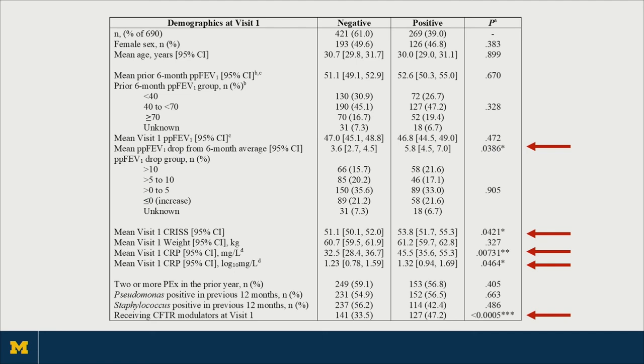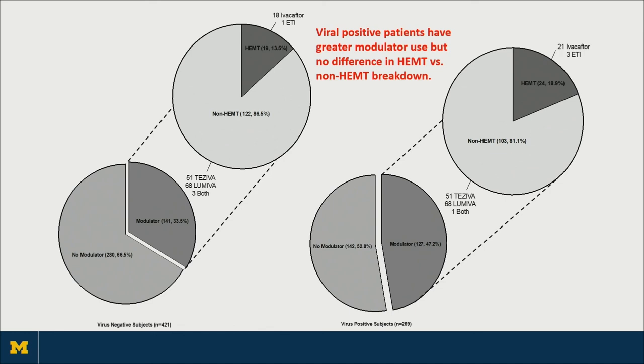And most striking and interestingly, individuals that were viral positive were significantly more likely to be on modulators at visit one, close to 50% as opposed to 33%. So if we break down between viral negative and viral positive subjects to discern what modulators they were on, it does need to be noted that the STOP study was completed just around initiation of Trikafta. So the majority of subjects on modulators are on non-highly effective modulators, so preceding ETI. But the breakdown between the two groups was similar.